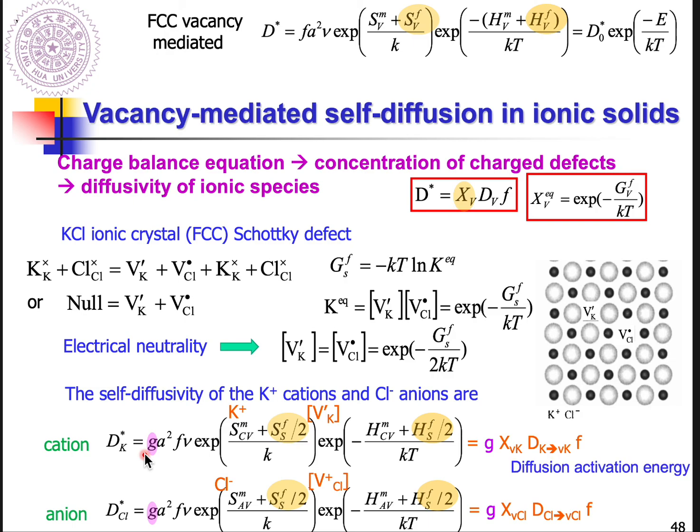Okay, so based on this, we also successfully separate them into two terms. The first one is the temperature-independent term, and the second term is the temperature-dependent term, and the energy barrier for the cation or anion to overcome will include the migration energy, either the cation jumping into the vacancy or the anion jumping into the vacancy, plus the Schottky defect formation energy divided by 2.